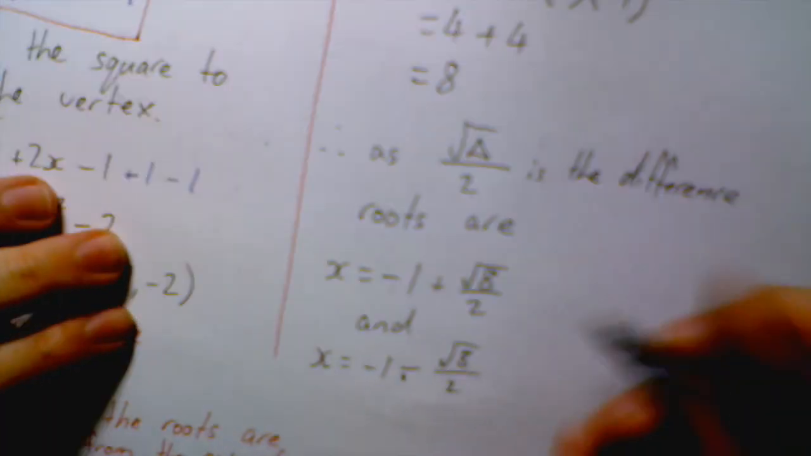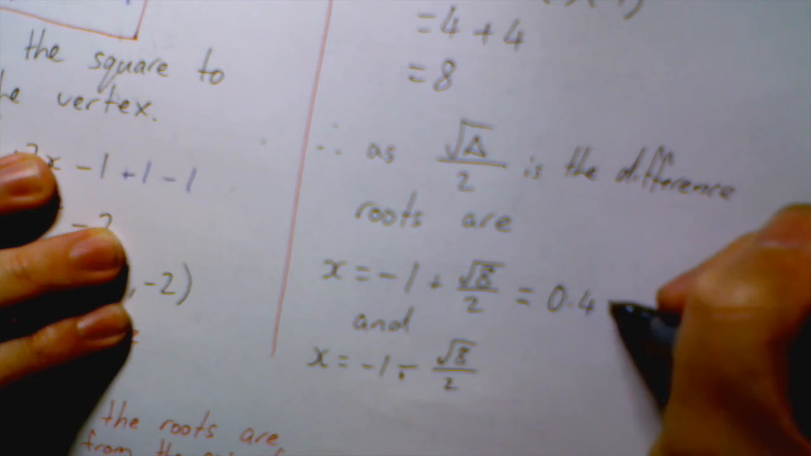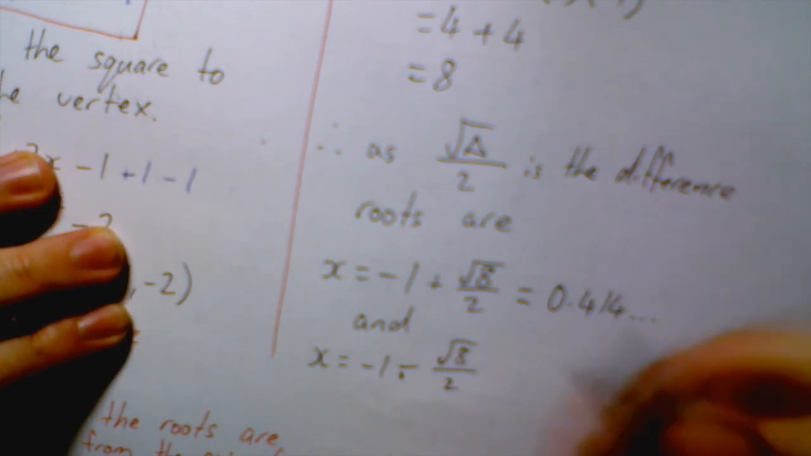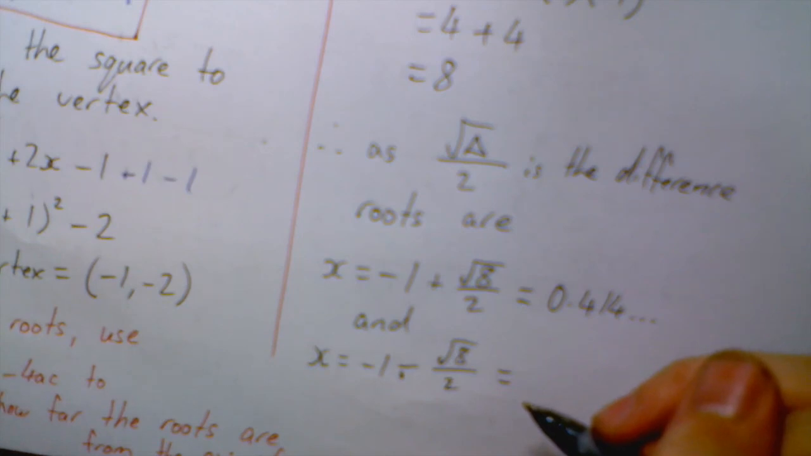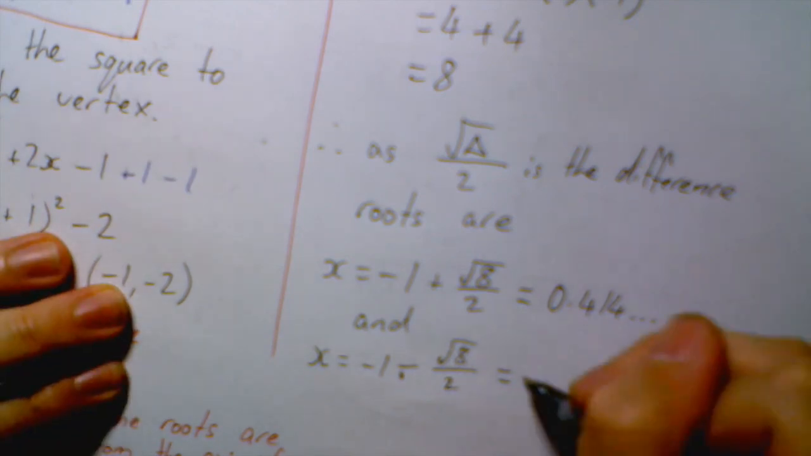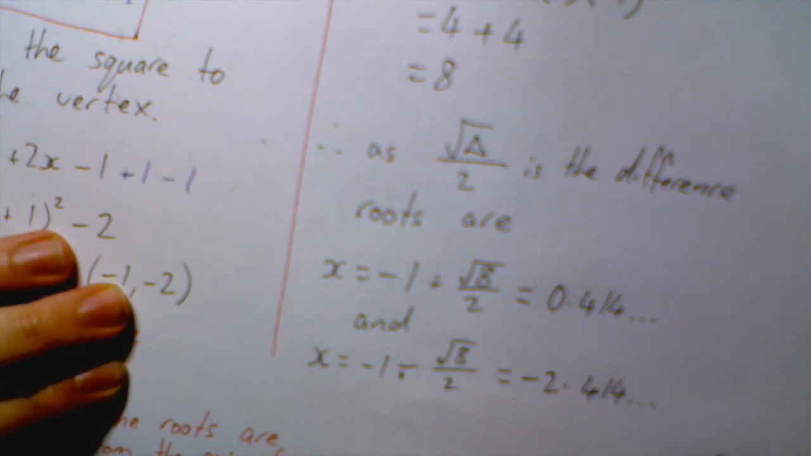To help with this understanding, we're going to approximate. So if we approximate, we're going to get roughly 0.414 for the positive root, and for the negative root, we're going to get -2.414. I hope that helps. If you have any other questions, please let me know.